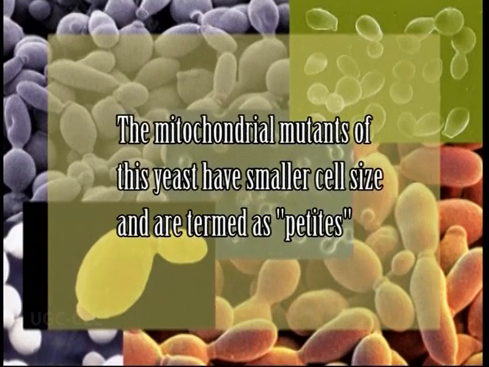The role of mitochondria in cytoplasmic inheritance was first understood in Saccharomyces cerevisiae. The mitochondrial mutants of this yeast have smaller cell size and are termed petites. They also form smaller colonies as compared to wild-type cells and occur at a frequency of about 1%. The mitochondria of these petite mutants lack cytochrome oxidase, and hence have defective growth.